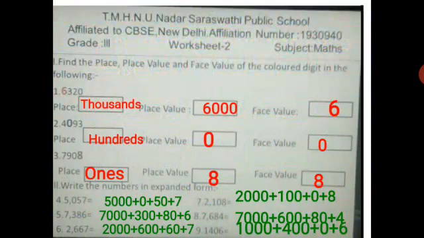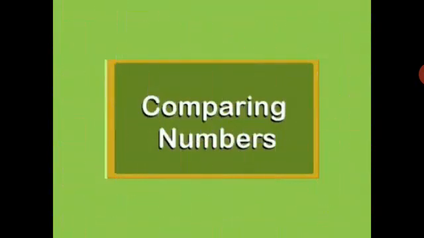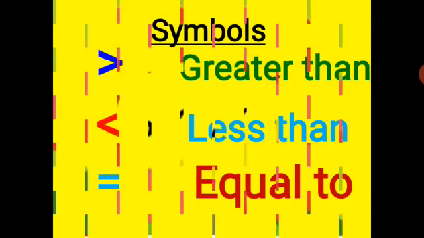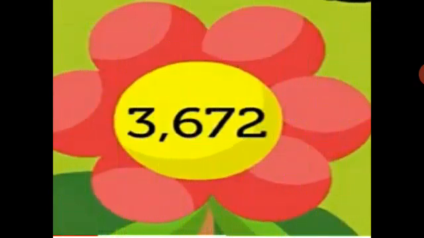Very good. Today you will learn about the topic comparing numbers. Already you know comparing numbers. In comparing numbers, we use 3 symbols. The first one is called greater than, the blue color symbol. Then the red color symbol is called less than. Then the equal to symbol, which you already know, is the third one. Using these 3 symbols, we compare the numbers.